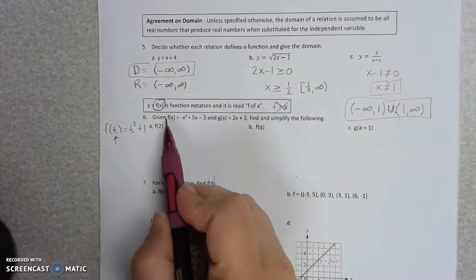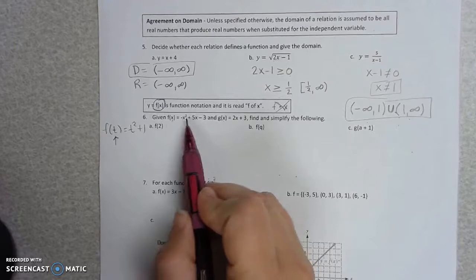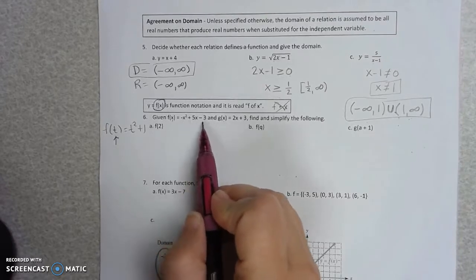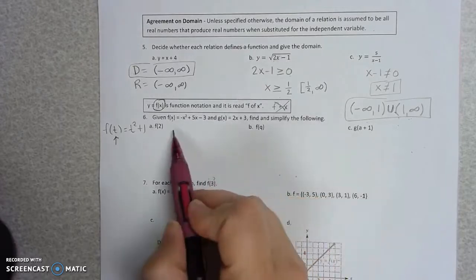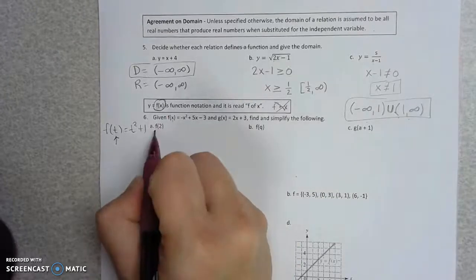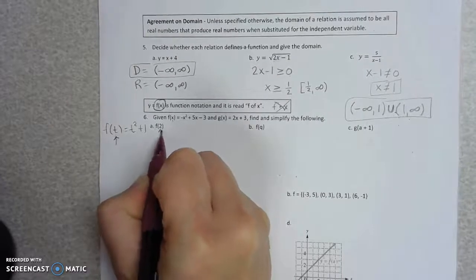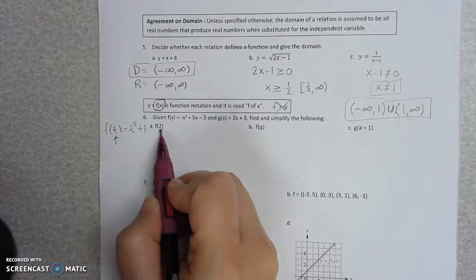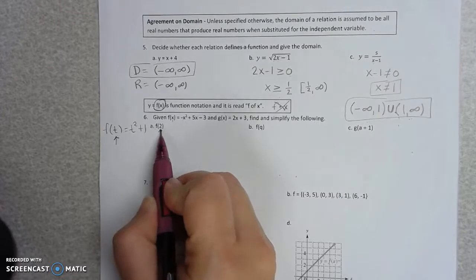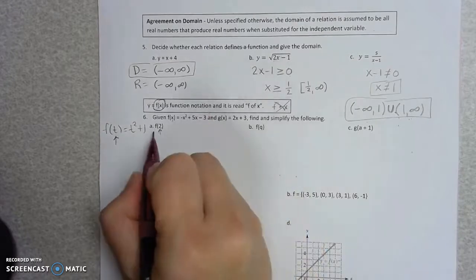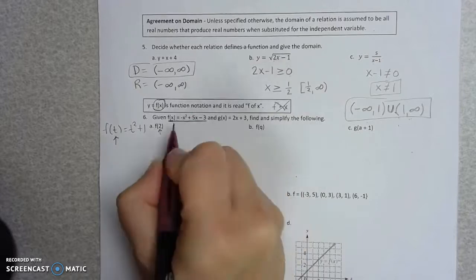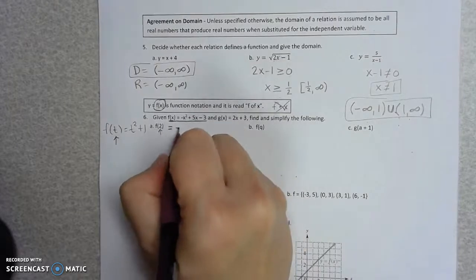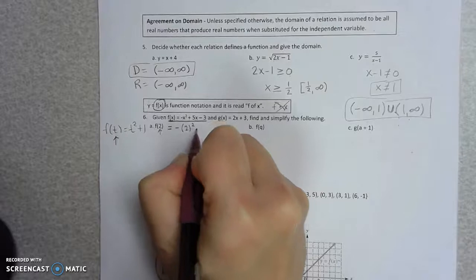Remember, it's read f of x. So what we're going to do is look at these two functions, f of x, which is negative x squared plus 5x minus 3, and then the function g of x, which is 2x plus 3, and we're going to do the following things. So if I see f of 2, there's a number where the variable used to be. That means everywhere there's a variable, I'm going to put the number 2. Or everywhere there's an x, I'm going to put the number 2. So I'm going to go to function f, and in place of the x's, I'm going to put a 2.